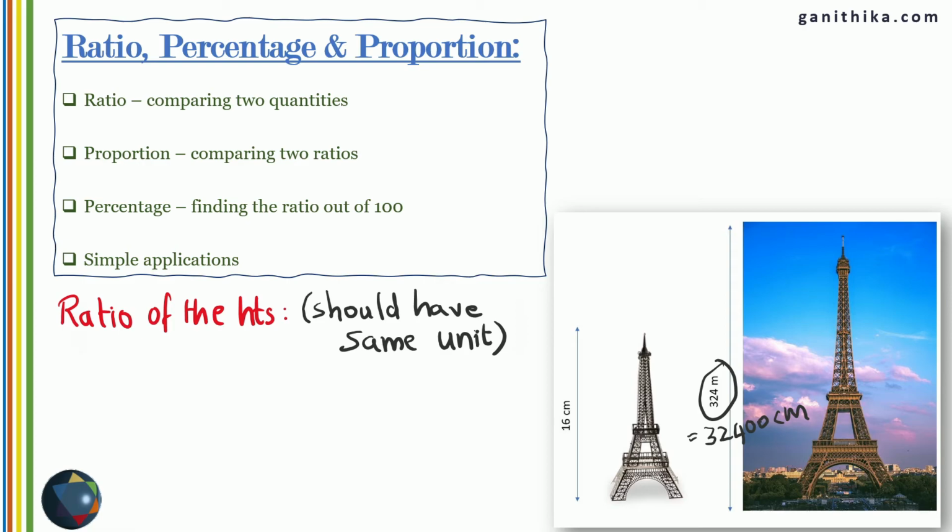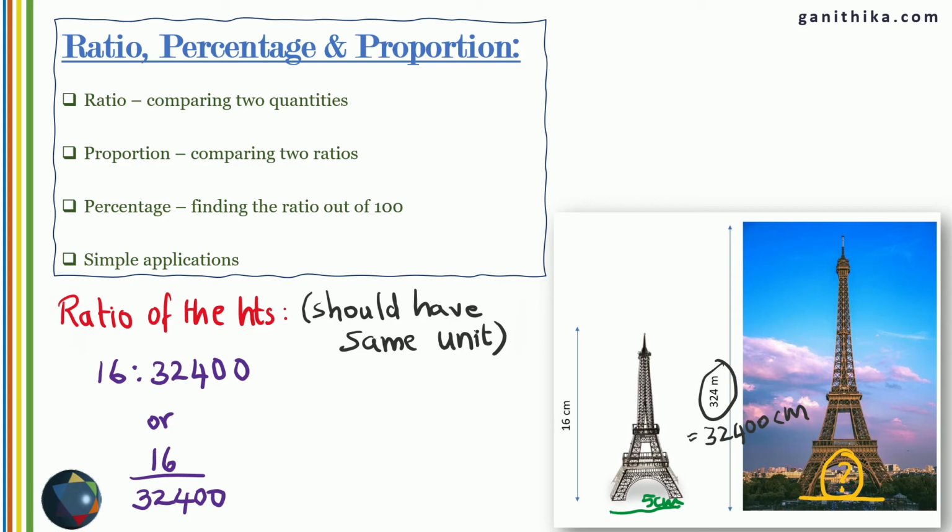Now you can compare the height of the model with the height of the original Eiffel Tower, as 16 is to 32,400. You can also write this as fraction, 16 over 32,400. So this is the ratio of the heights of the two pictures here. Now if I'm given the width of the model as 5 centimeters, using this I want to find the width of the original tower. This becomes a proportion question. So because we are comparing the ratios of the two pictures, therefore this is called a problem on proportion.